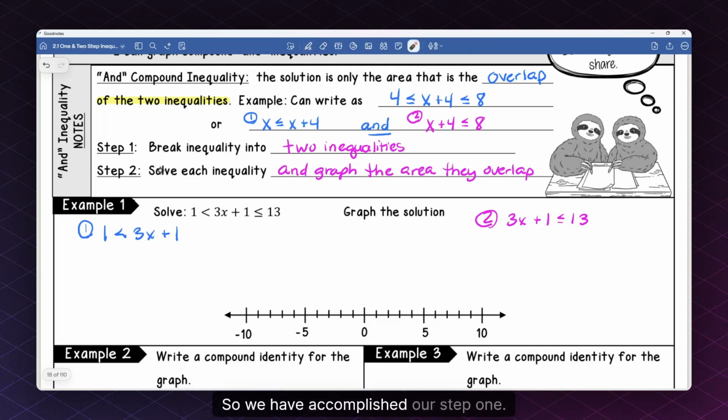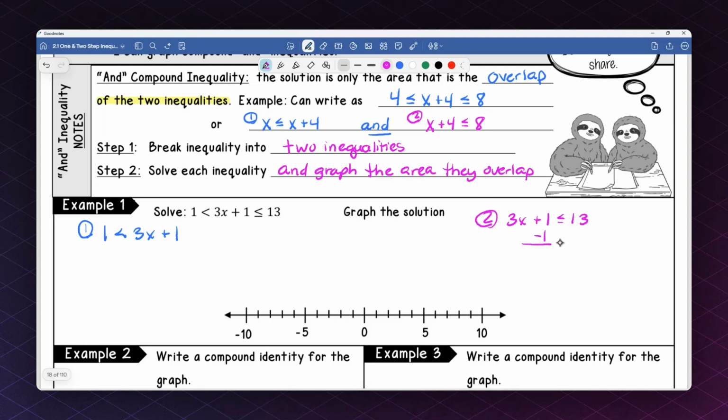So we have accomplished our step 1. Our step 2 is we're going to solve each of these. So let's do that. Starting over here with this pink one, I am just going to do the same thing that I have done with all of them in this unit so far. We're going to subtract 1. We're just going to start rearranging everything till we get x by itself.